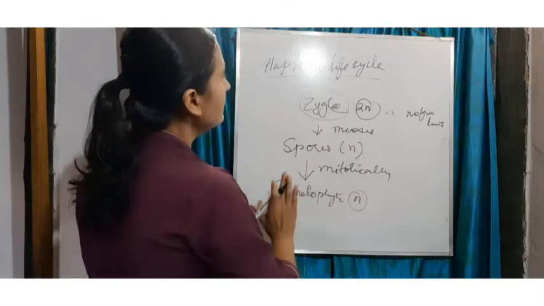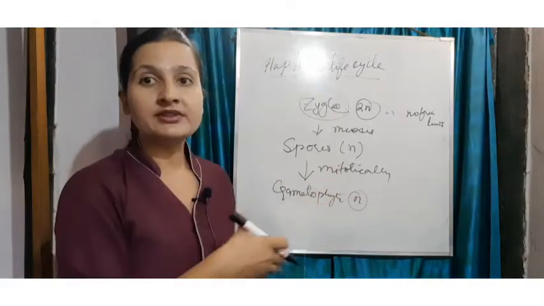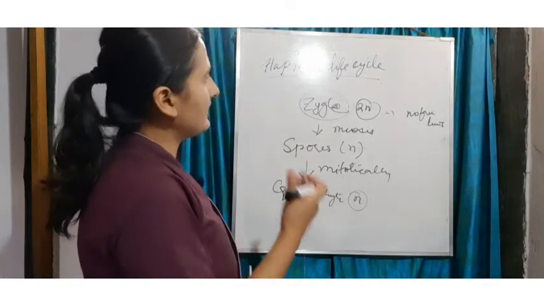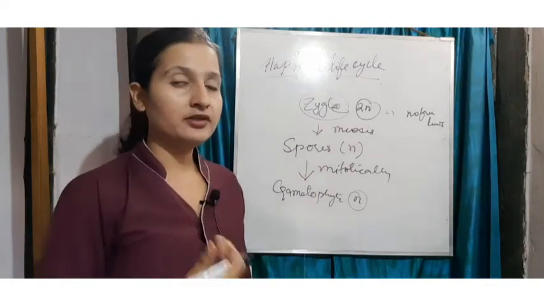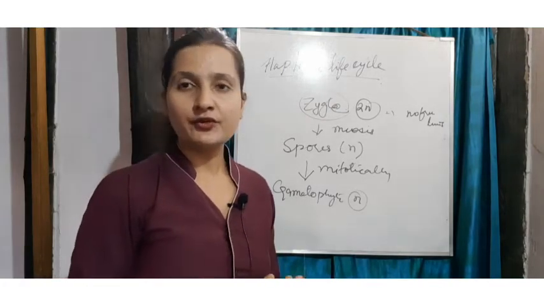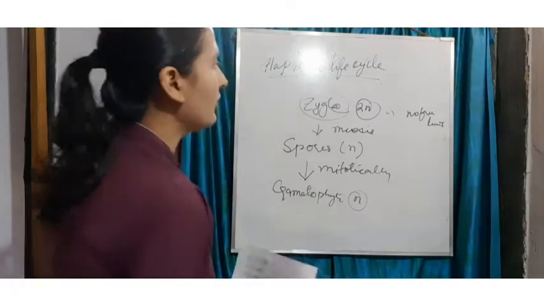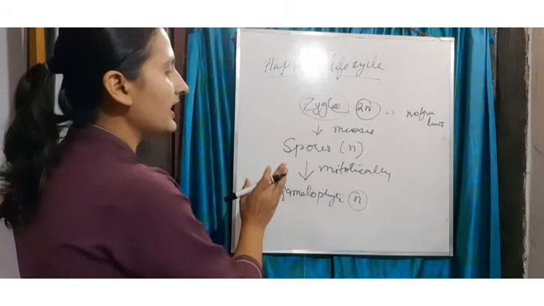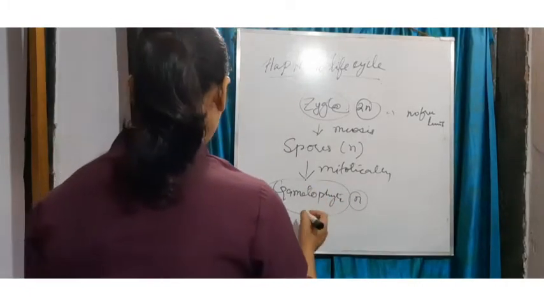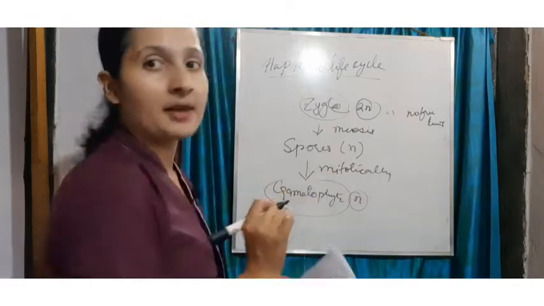This is how the zygote develops. Is it clear? You have learned this type of life cycle in your first year as well, so for reference, you can check your first year book. This is the haplontic life cycle. Here, the gametophyte phase is dominant, and the individual is haploid.